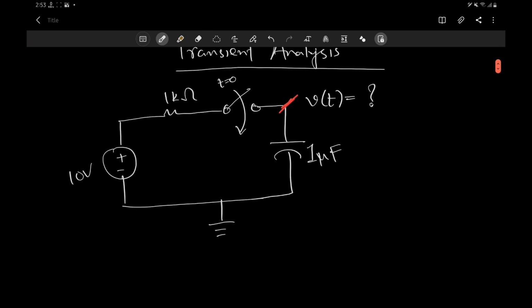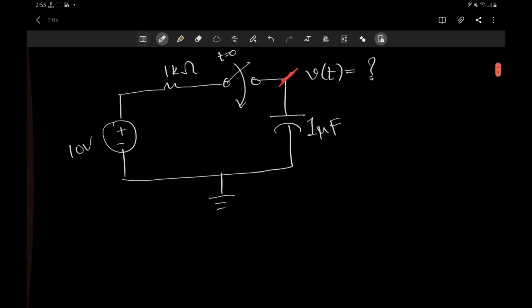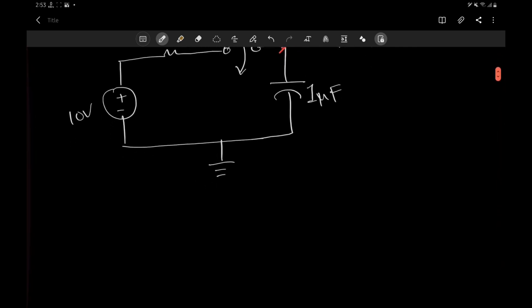Okay, so what's the formula? What does this function look like? Let me give you the general formula. So if I ask you what will be x of t, what will be x of t?